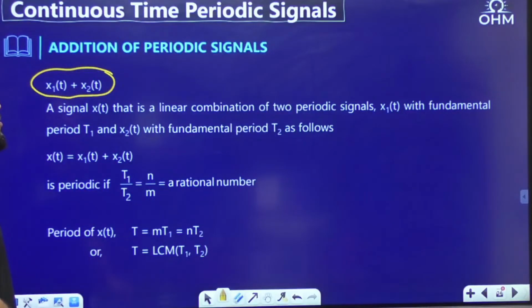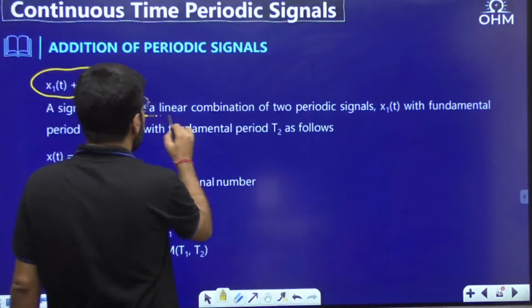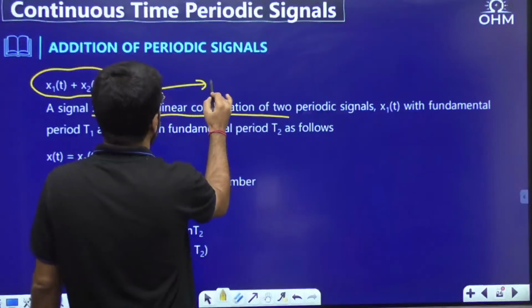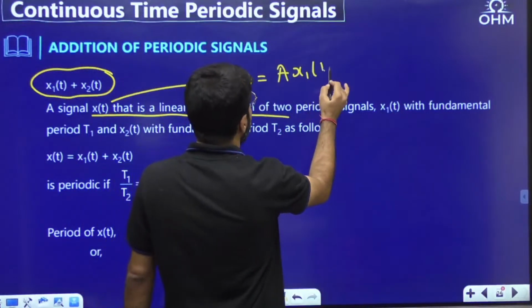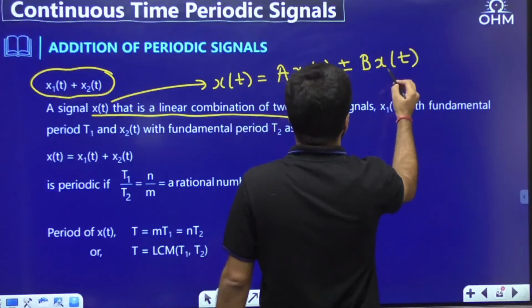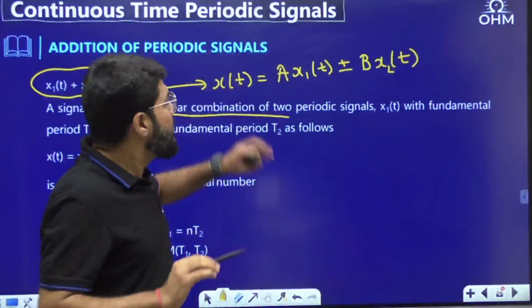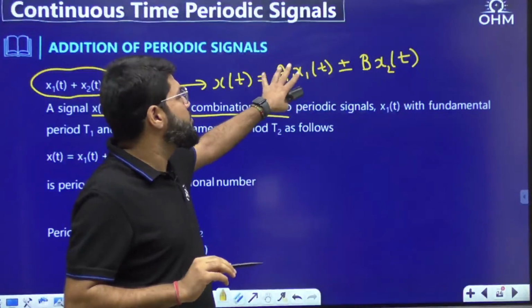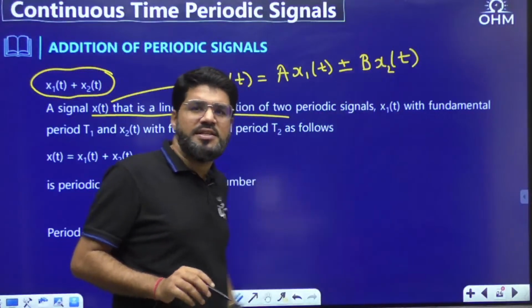x1t plus x2t. A signal xt is a linear combination of two periodic signals. When I say linear combination, I mean the signal xt could be of this form: ax1t plus or minus, even minus also, bx2t. I have taken the simple case x1t plus x2t to explain, but if it is any linear combination, 3x1t plus 5x2t, then also you have to check the same test. Even for subtraction, the same test.